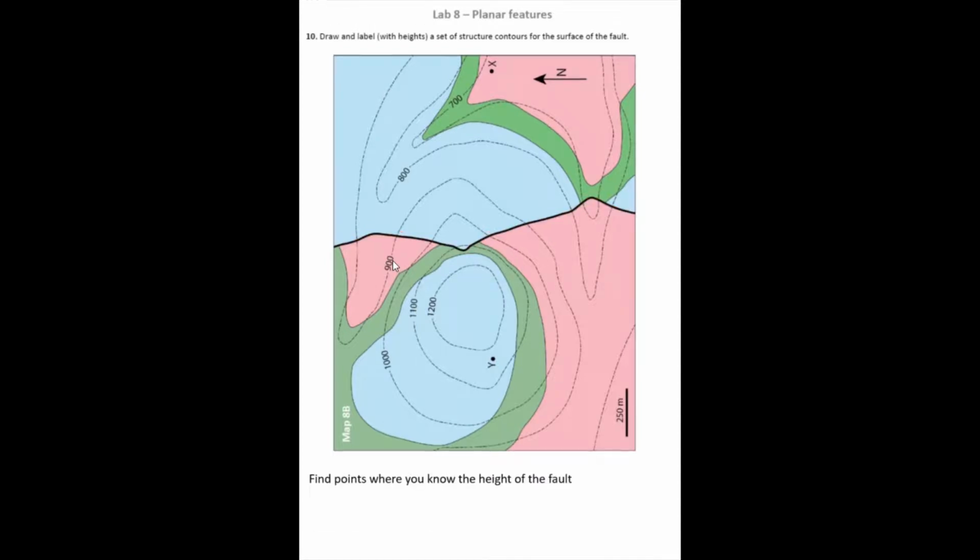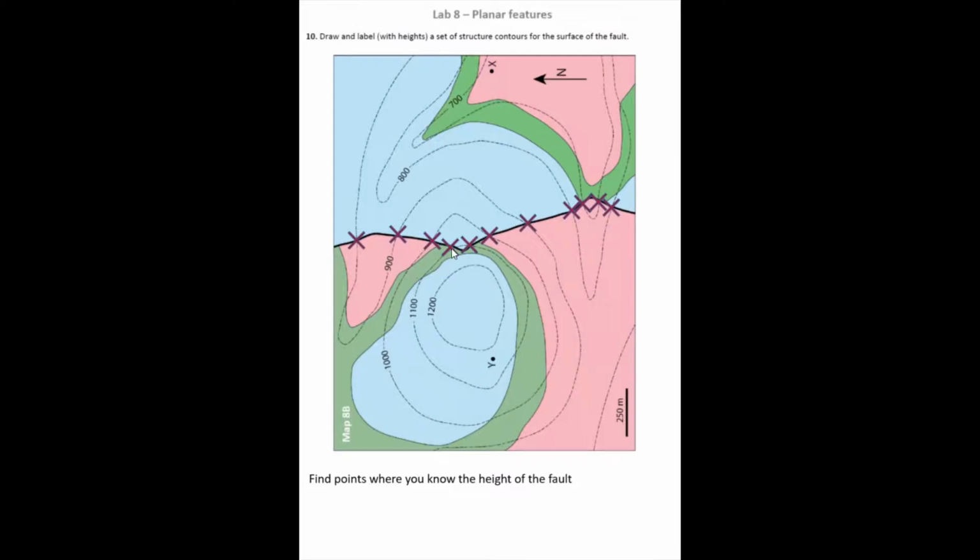Okay, then the next question asks you to draw and label with heights a set of structure contours for the surface of the fault. So again, to draw structural contours, we find all of the points where we know the height of the fault from where it crosses the structural contours. And then we join these points of equal height with a straight line which denotes our structural contour.